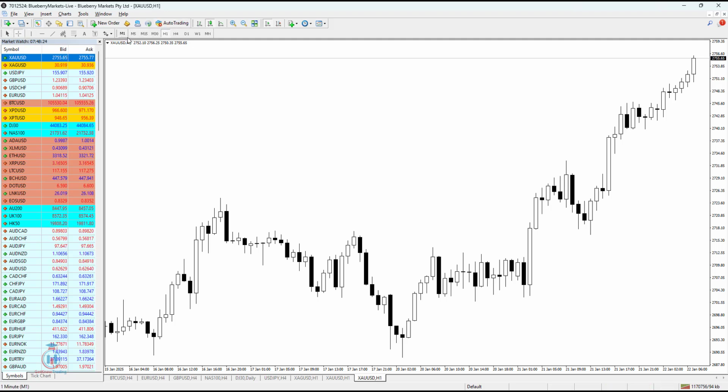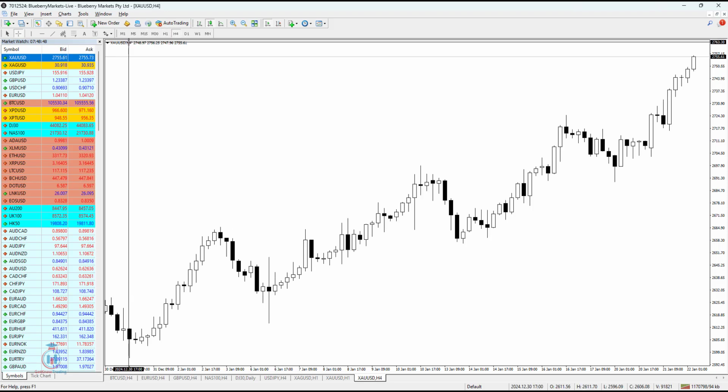Inside the quick access toolbar, you have several time frames. Currently I am on 1 hour. When you hover your mouse over these buttons, you can see what each of them means. In the upper left corner, you have the symbol, which is gold on the 1 hour time frame. When I click on the 4 hour time frame, you can see that it changed.